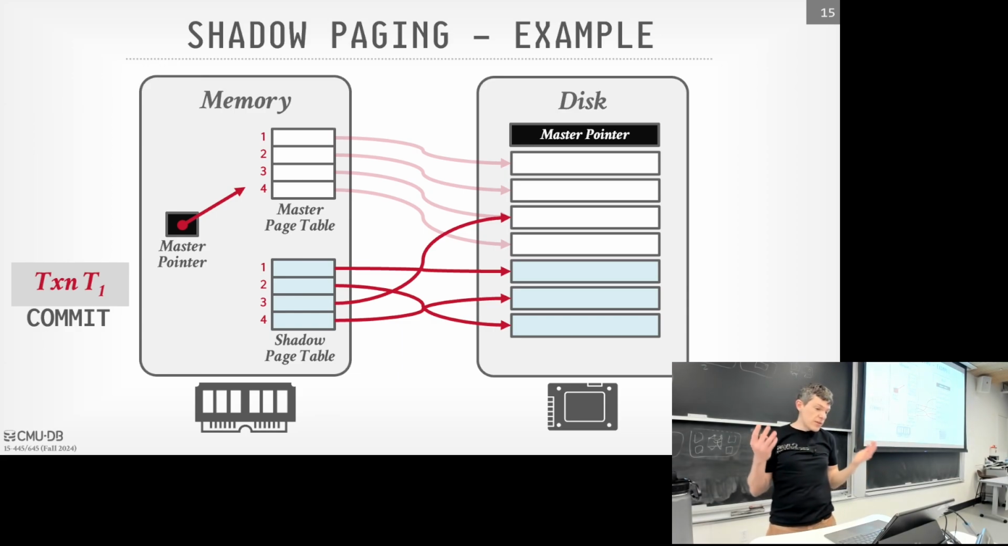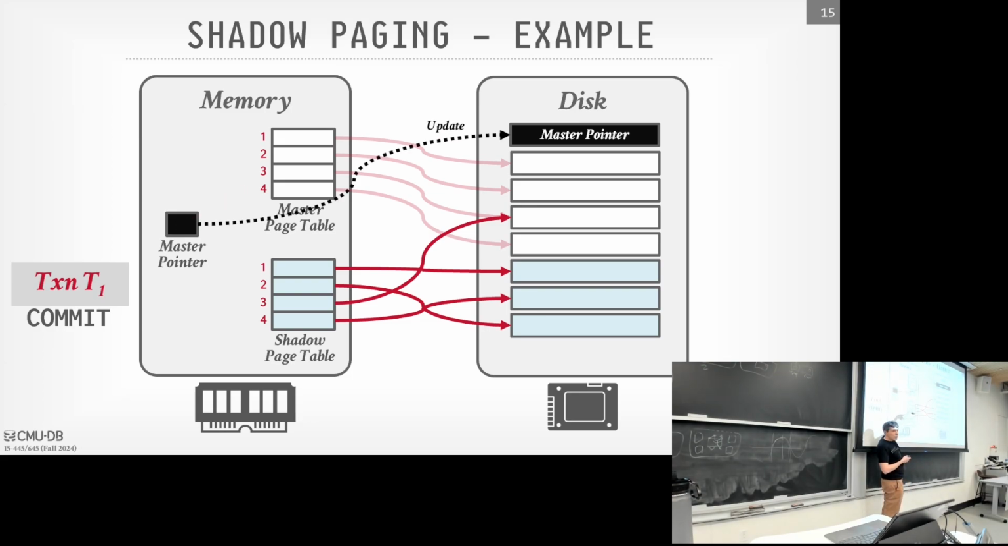Then when the writing transaction goes to commit, we flush any changes it made in the shadow page table. Those get written out to disk. We then have to go update the master pointer record. Think of it like it's in the header of the database file or some special location to say, okay, this transaction is committed, and now the master pointer is going to point to this page table, and this becomes the new master page table. Then again, any other transaction that comes along, say it's read only, they're going to see these records.